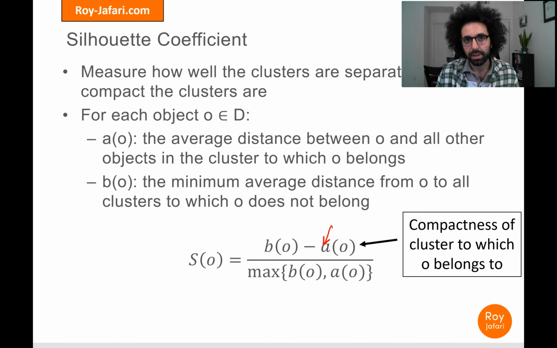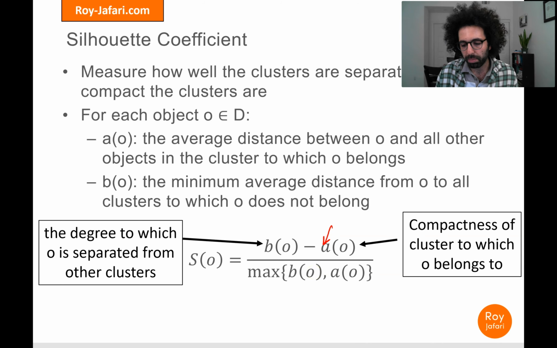So like I said, A is that compactness, and because it calculates the distance, the lower the A, the better the clustering. And B is the degree to which the cluster that the object is part of is separate from the rest of the clusters, and the higher the B, the better. So basically, the higher the silhouette coefficient you have, the better the clustering that this data object is a part of.